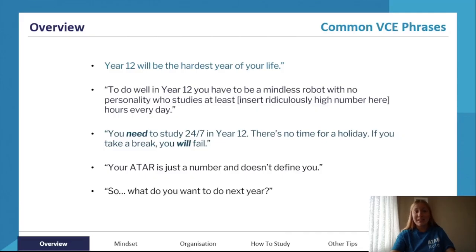Another one is you need to study 24/7 in year 12. There's no time for a holiday, and if you take a break, you will fail. And it's quite the opposite because we know we can get burnt out very easily, especially as it gets closer to the exam period. We need to take breaks, a lot of breaks, or we could burn out and fail to achieve the scores that we're aiming for, both in terms of specific subject study scores and our ATAR.